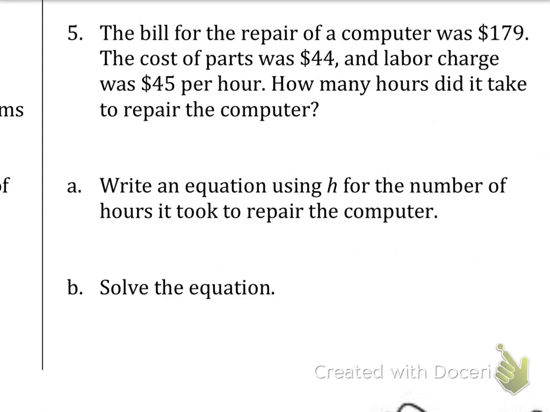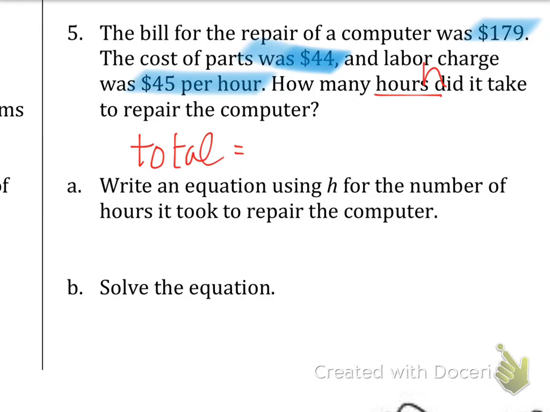And the last one: the bill for a repair shop on a computer was $179. The parts cost that much, and the labor charge was $45 per hour. How many hours did it take? So that's our variable, hours. So remember, we can find this by taking our total. And it's saying the cost of the parts plus the $45 per hour would give us our total for the bill.